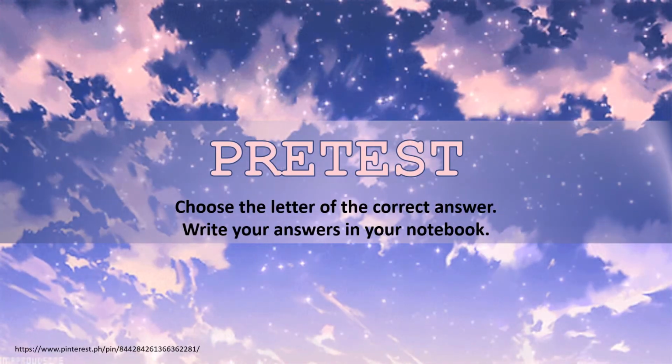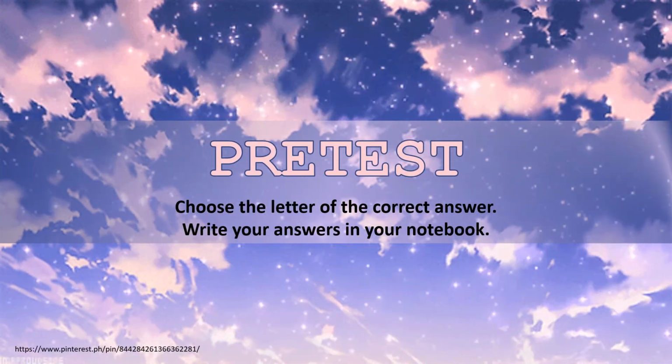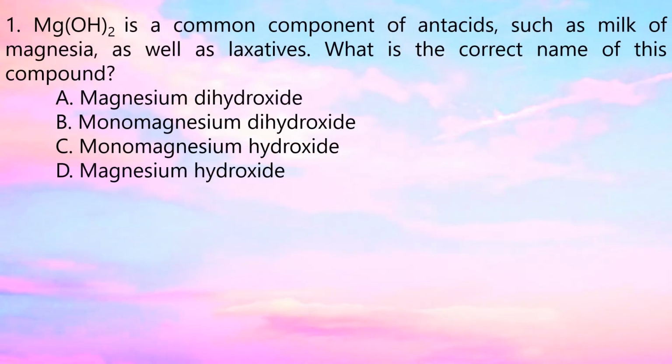But as usual, we will start with our pretest. Number 1. Mg(OH)2 is a common component of antacids, such as milk of magnesia, as well as laxatives. What is the correct name of this compound? A, B, C, or D? Go!